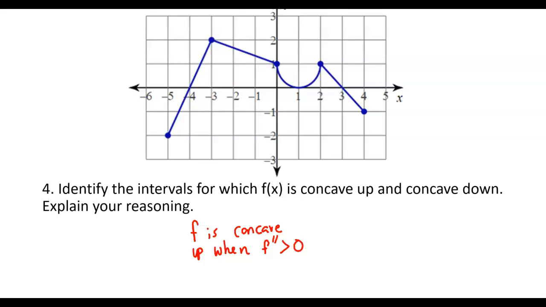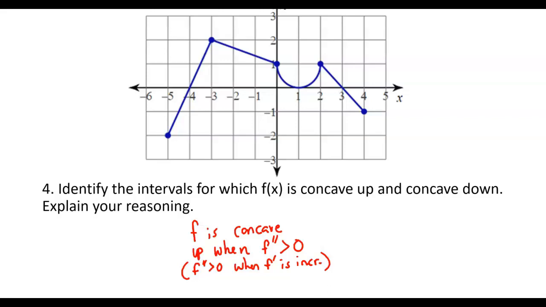Now, the next part that I'm going to write, you don't have to include this in your answer, but I'm going to write it myself just so my answer is more clear. F double prime is positive when f prime is increasing, because f double prime is the slope of f prime. So if f prime is increasing, that means it has a positive slope, which means f double prime is positive.